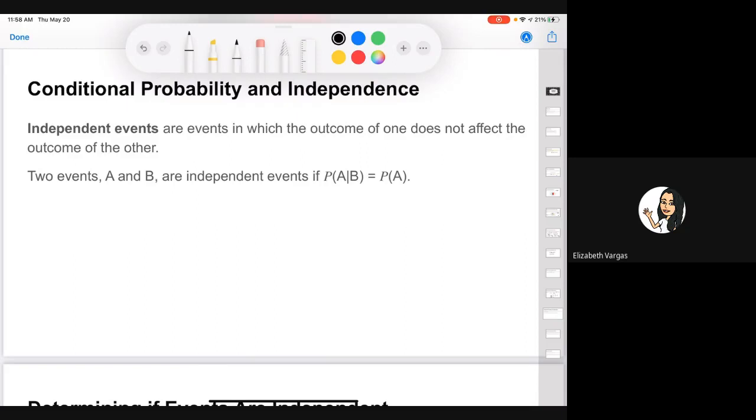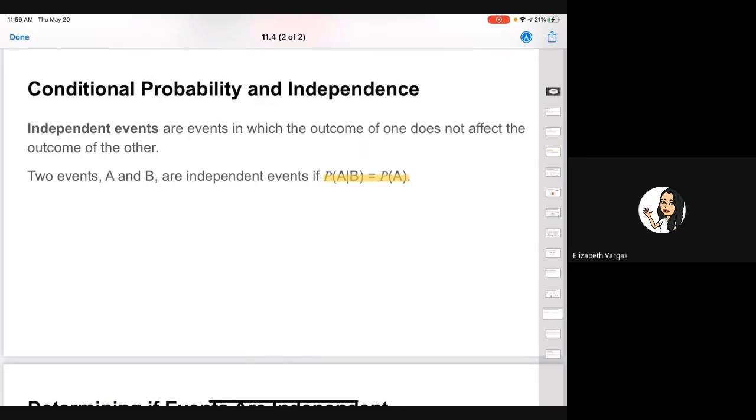In independent events, one thing occurring does not affect the other things. For example, we saw that if you toss a nickel and you toss a penny, tossing the nickel does not affect whether I get heads or tails on the penny. So those are independent events. Two events A and B are independent if the conditional probability of A occurring after B has occurred is equal to the probability of A occurring by itself.